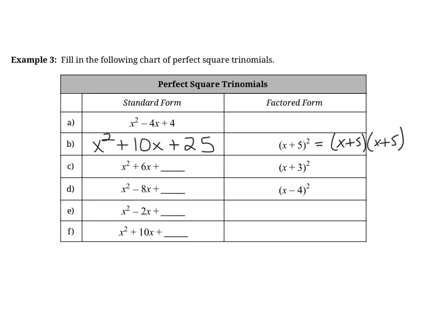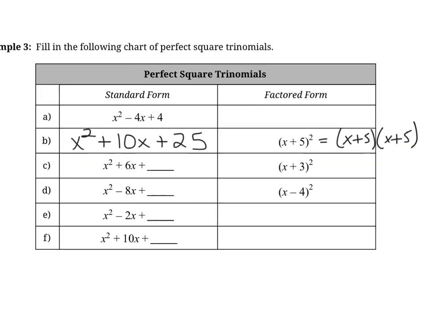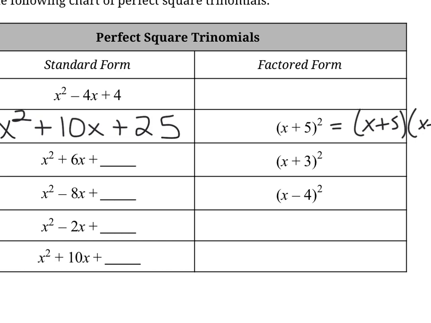Okay, so let's try it out again now with example C. Actually, example C is the one that we did earlier. It's just a repeat. So positive 3 multiplied by 2 is positive 6, and a positive 3 squared is going to be a positive 9.